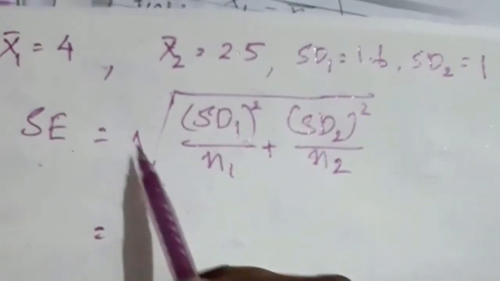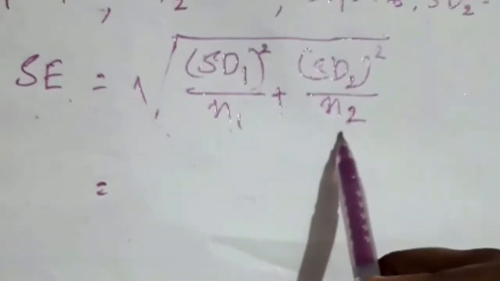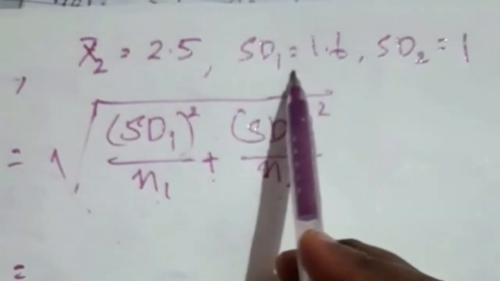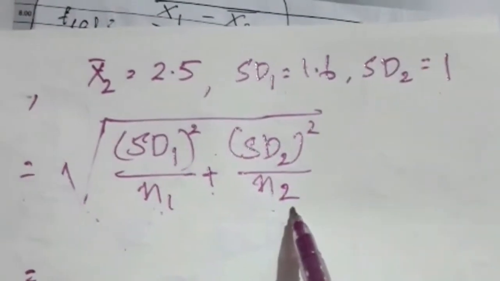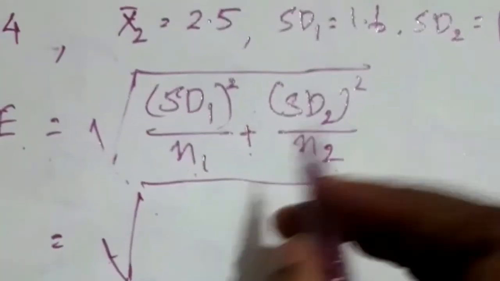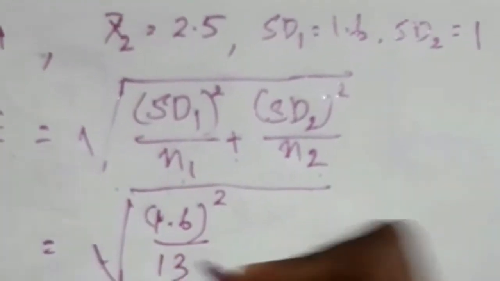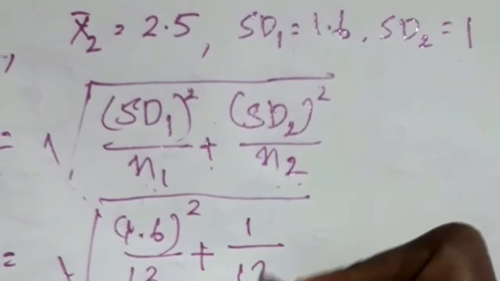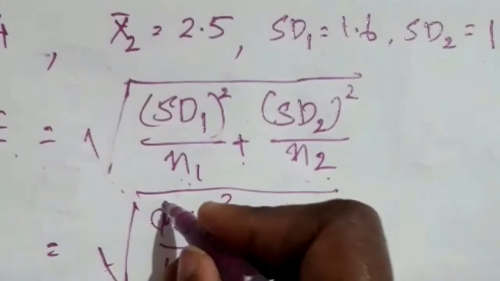Standard error is equal to the square root of SD1 the whole square divided by n1 plus SD2 the whole square divided by n2. Here you can see SD1 is equal to 1.6 and SD2 is equal to 1, n1 is equal to 13 and n2 is equal to 12. So we have to substitute all these values: square root of SD1, 1.6 the whole square, divided by 13, plus SD2, 1, divided by n2, that is 12. Okay, 1 square is 1 only.